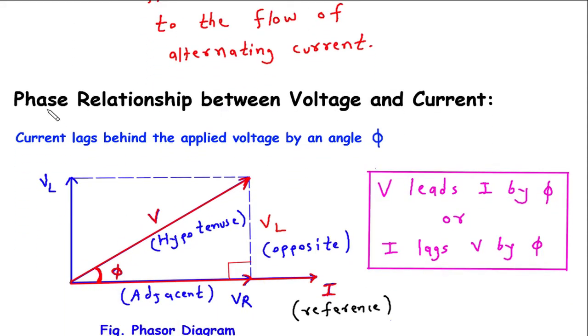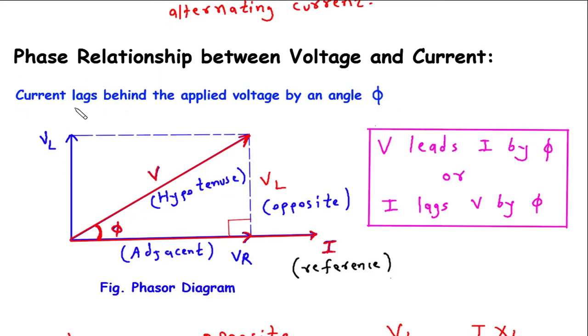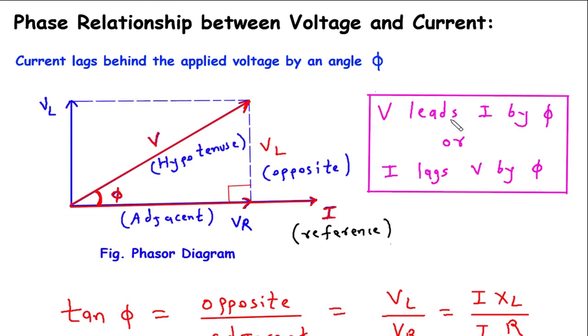Now we will see the phase relationship between voltage and current. Current lags behind the applied voltage by an angle phi. So this is angle phi. We can see that this applied voltage is leading, or we can say that this current is lagging the applied voltage by angle phi. V leads I by phi, or I lags V by angle phi.